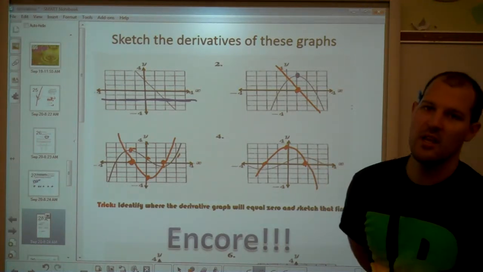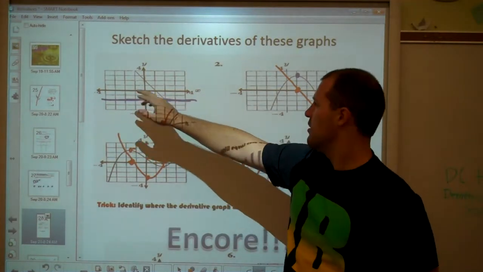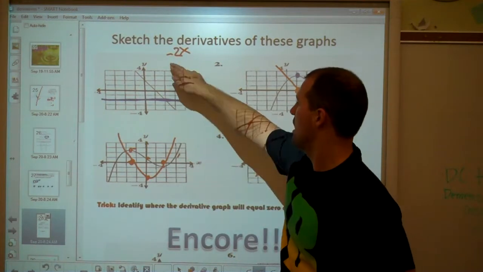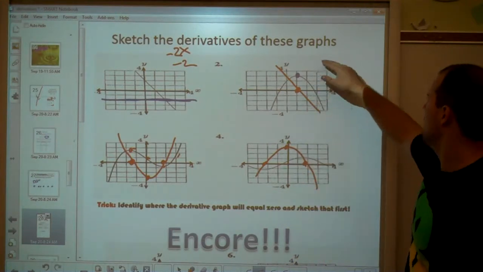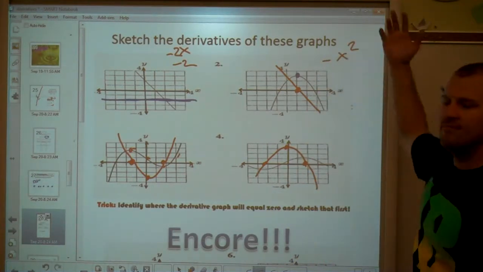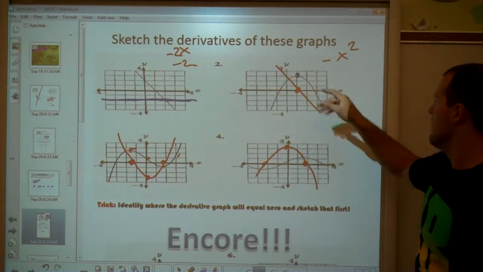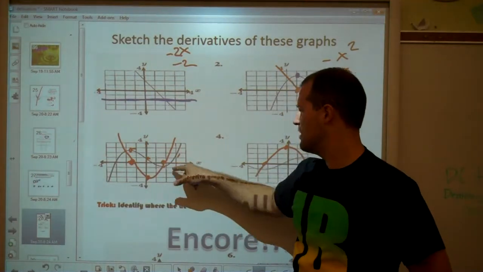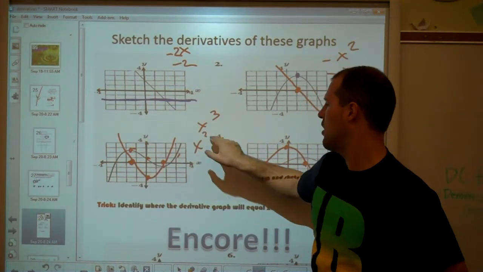Okay, and there's something I'd like you to notice about these functions. In this first function, the original graph was something like -2x, and the derivative graph was -2. This thing right here, it's a parabola. I don't know too much about it, but I know it opens down. It's some sort of -x² type of deal. And then our derivative was linear with a negative slope. It's some sort of a -x. Down here, our original function is some sort of cubic. And our derivative is some sort of quadratic.